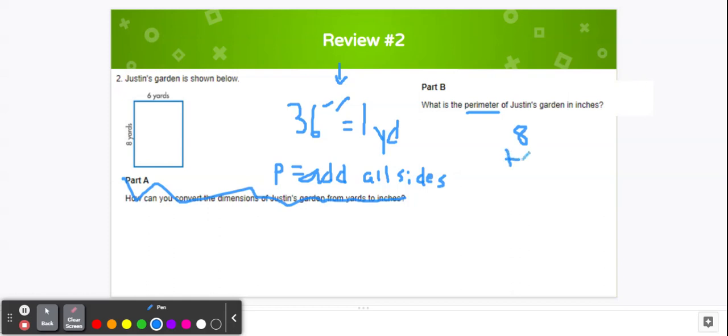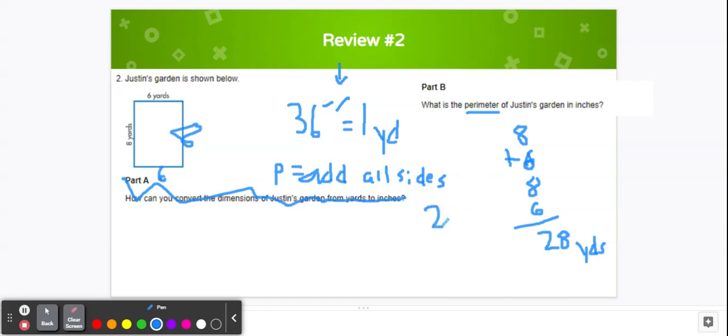So let's do that. I'll add 8 plus 6. That's 2 of the sides. Remember though, there are 2 other sides that aren't labeled on there. This one's 8 and this one's 6. So I need to do that again. 8 and 6 and 8 and 6. So if I add those together, 8 plus 8 is 16, and 6 plus 6 is 12. So that should give me 28 inches. Or not inches, this is in yards. So 28 yards is the perimeter in yards.